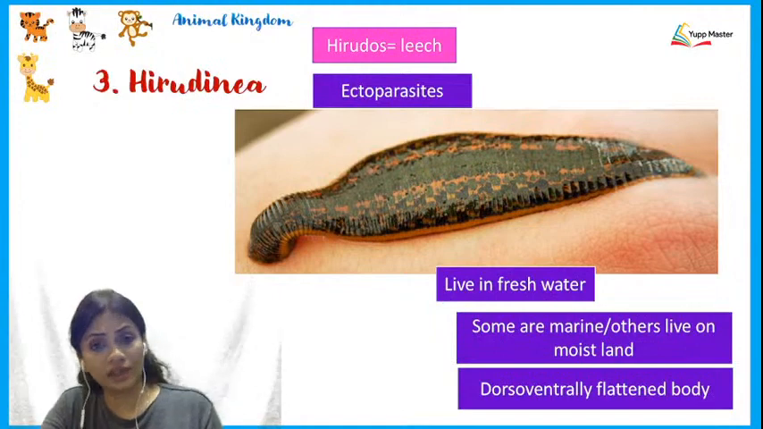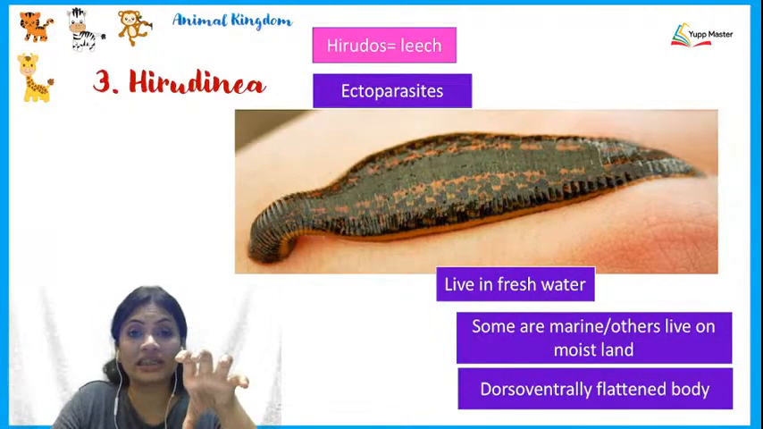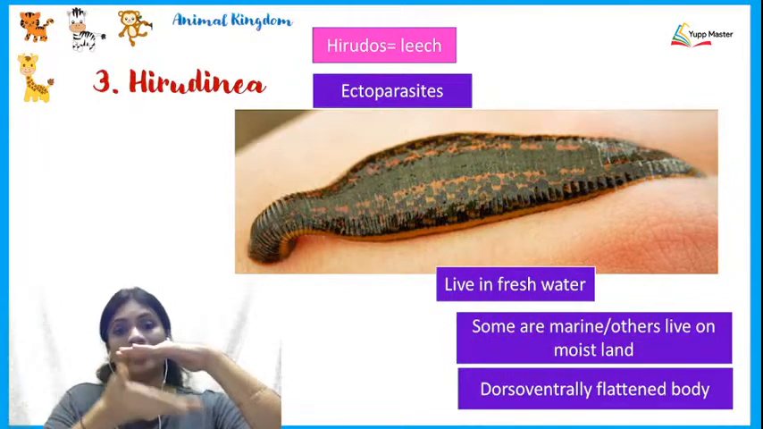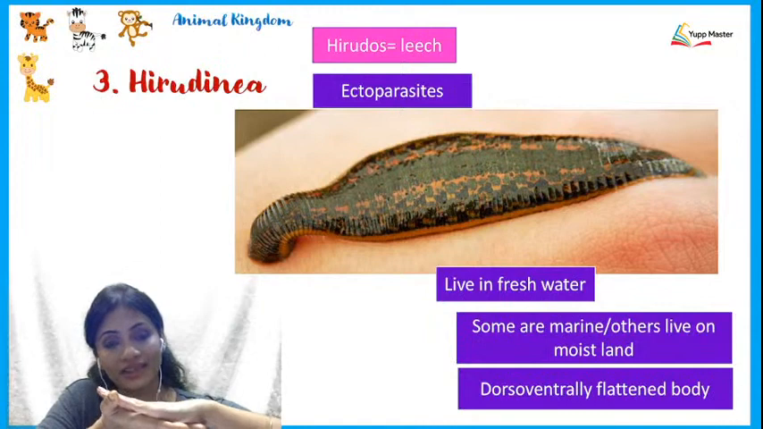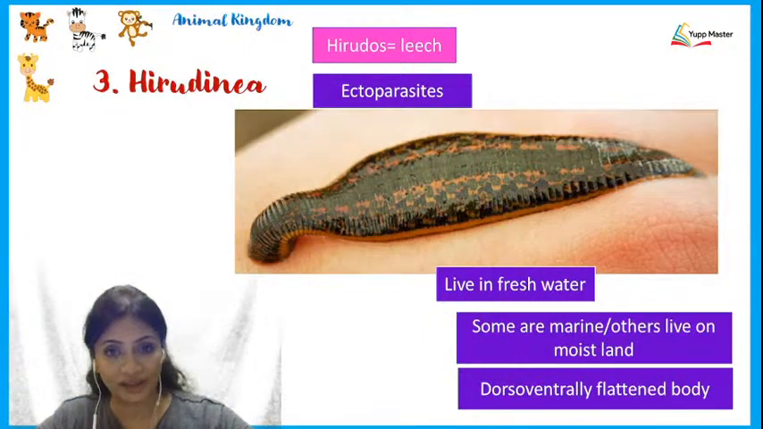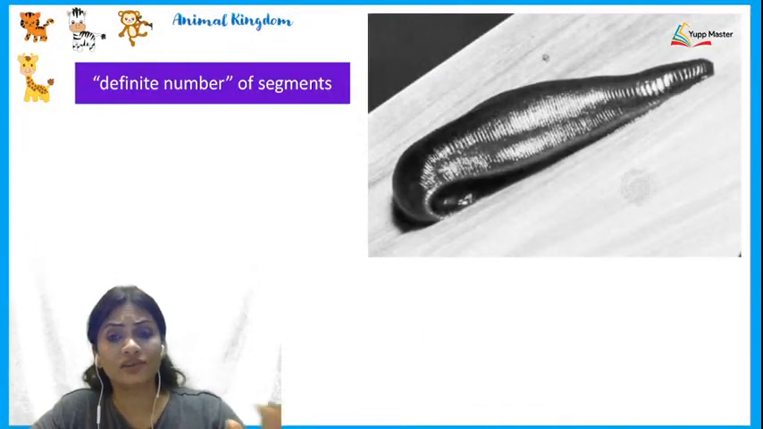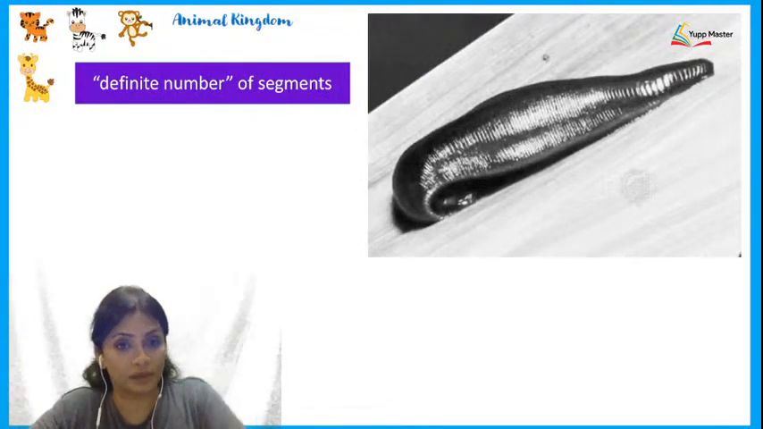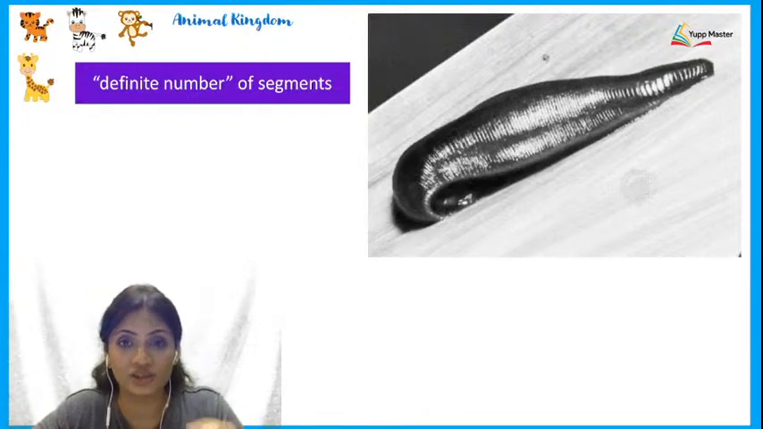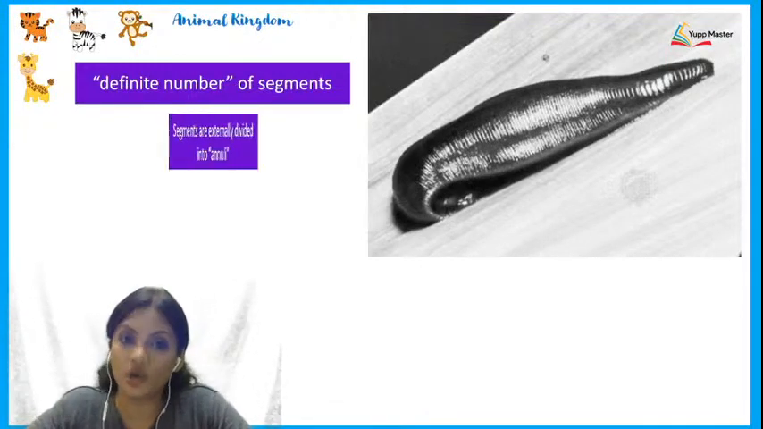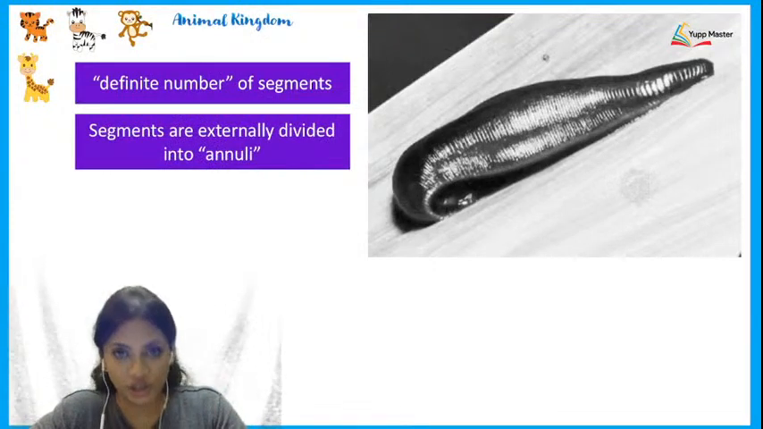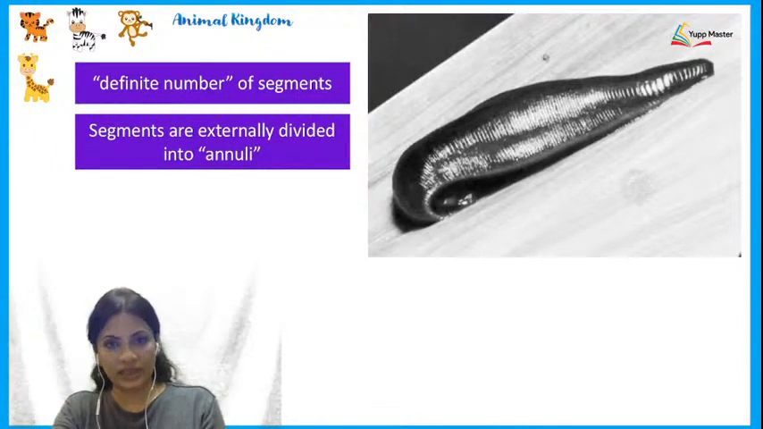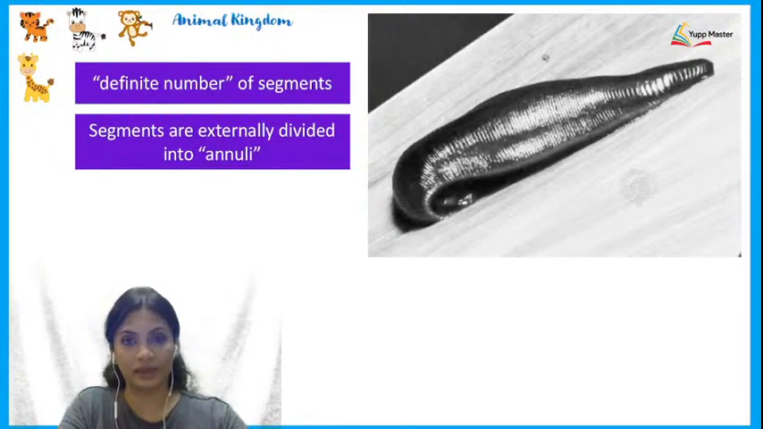When we see the body of the leech, you can see that it is not looking like a typical worm, but it is flattened, both dorsally as well as ventrally. So we say that this worm has a dorso-ventrally flattened body. We also see that the number of segments of this leech is definite. The number of segments in the leeches always remains constant, and externally those segments are divided only externally, which means that there is no internal segmentation.